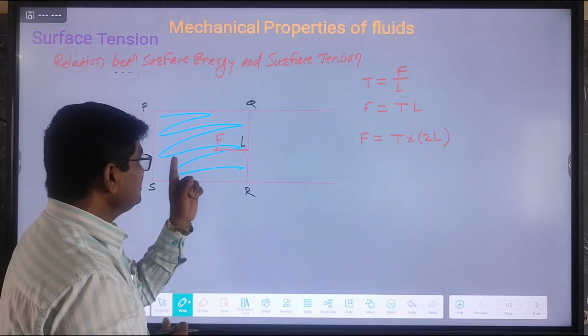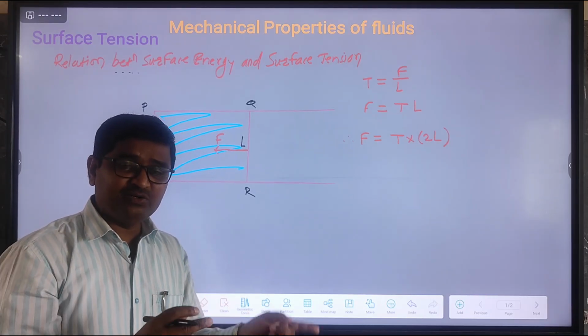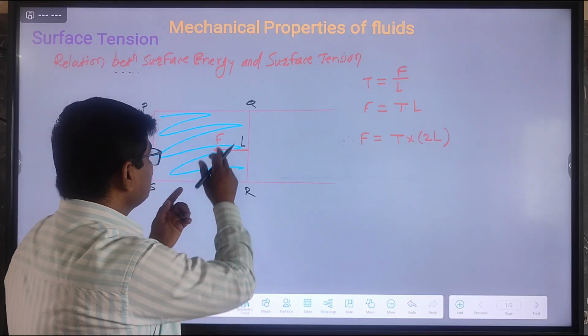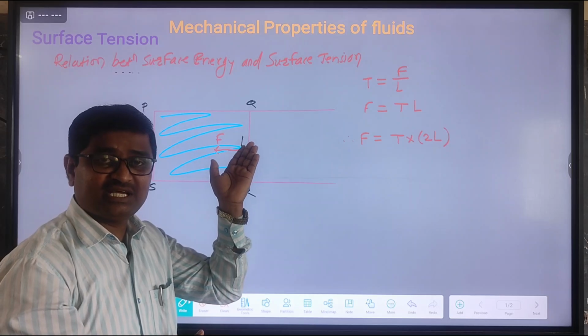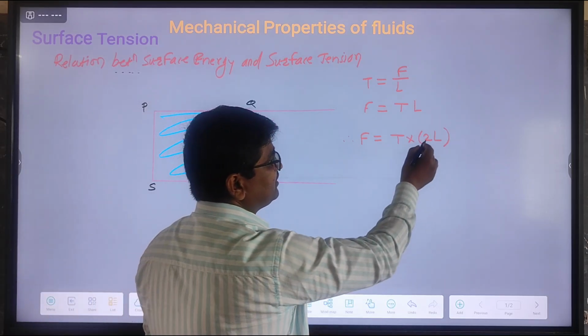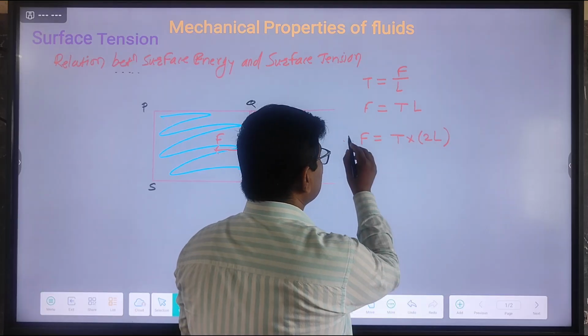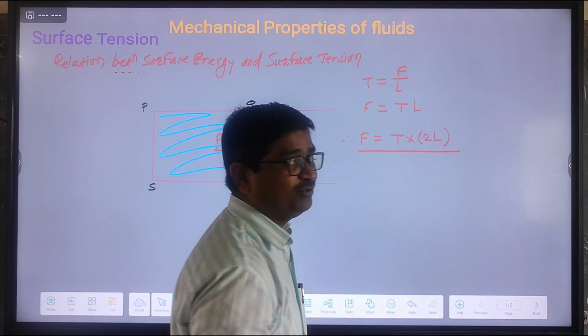It means now this film, having 2 surfaces in contact with air, the surface area of the film will decrease between the 2 sides. It means 2 different sides: this is the front side and that is the back side of the surface film. So that's why we can write 2 here, because the film has 2 surfaces. Get it clear? Now the total inward force experienced, the force F, is equal to T into 2L.